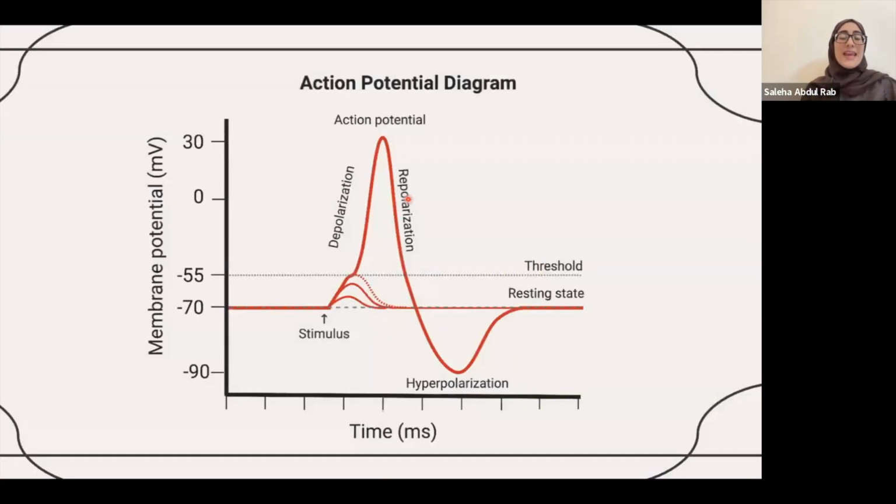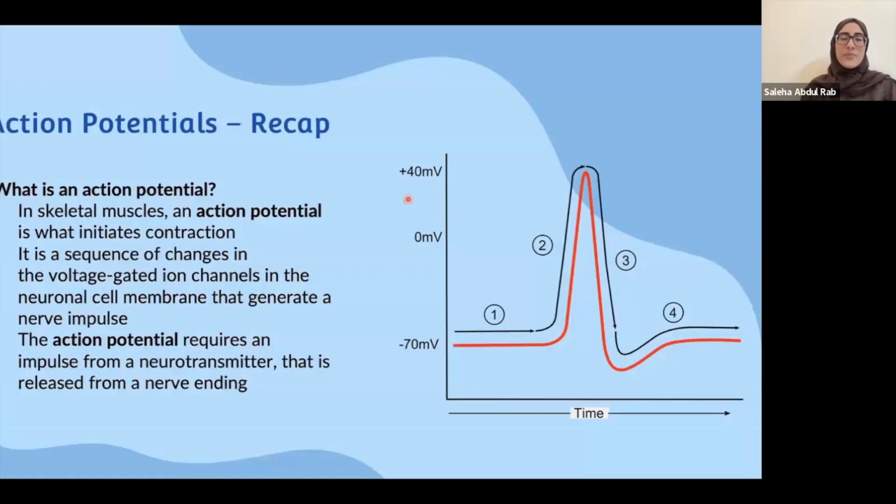Okay, so this is a skeletal muscle action potential. This is not a cardiac muscle action potential, but I just wanted to throw it in there to kind of remind you guys of what an action potential looks like, because now we're going to be addressing a different kind of action potential. So this is just a refresher, if you will. So first of all, what is an action potential? In skeletal muscles, an action potential is what initiates contraction. It is a series of changes in the voltage of the cell membrane. And these changes are because of the voltage-gated ion channels that are present on the cell membrane. And every time ions go in and out, that generates a change in the membrane potential, which then causes the impulse to form.